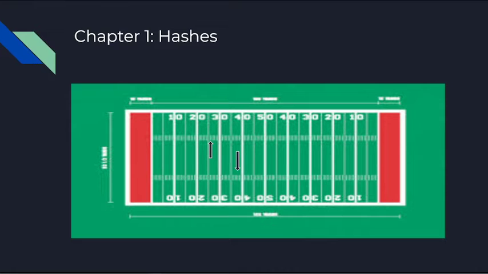Hashes. We use them for band marching on the field. These right here are hashes. There's two sets of them on the field, on each side, or each half, whatever you want to call it.